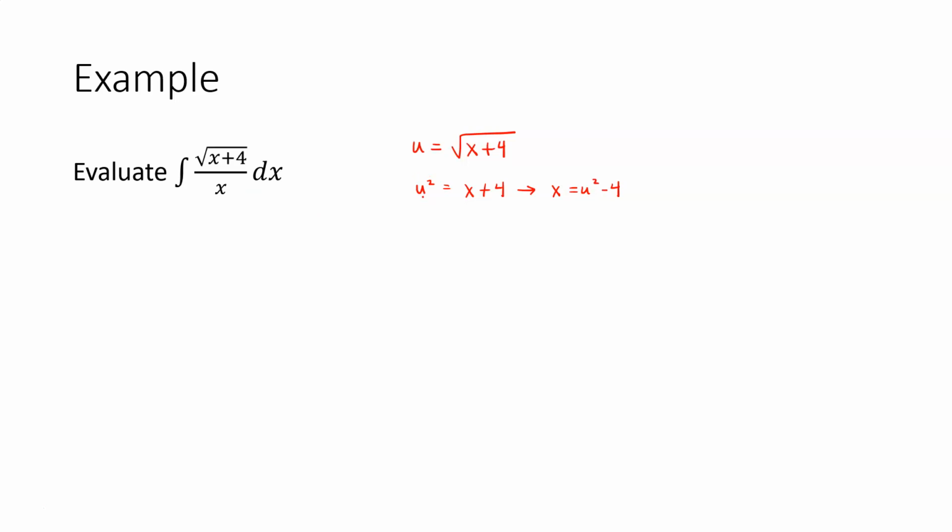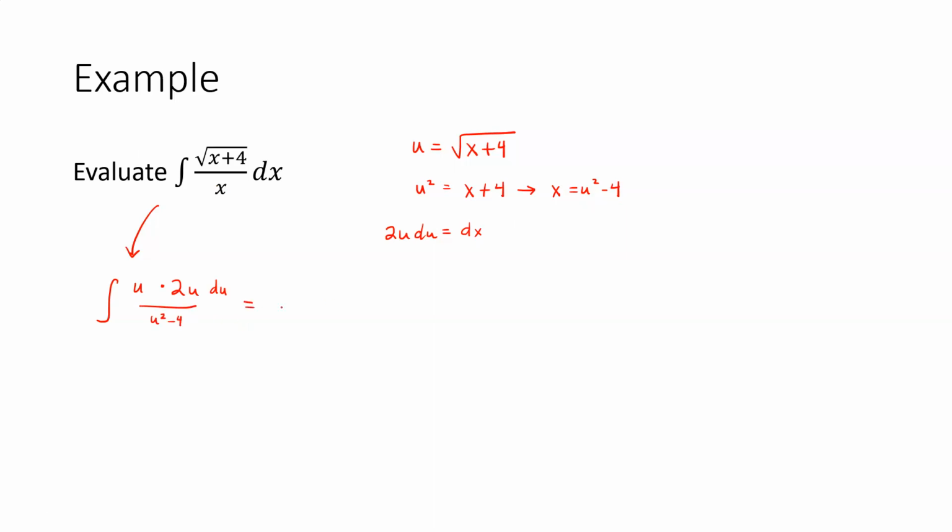And in addition, you also notice that it makes it easier to differentiate as well. If I differentiate both sides, on the left-hand side I get 2u du, and on the right-hand side I just get dx. And with that, now I have an expression in terms of u that I can substitute in for dx. So this integral now easily transforms into something that has no more x, but is replaced with the variable u. So square root of x plus 4 becomes u. dx becomes 2u du. And then x in the denominator becomes u squared minus 4.